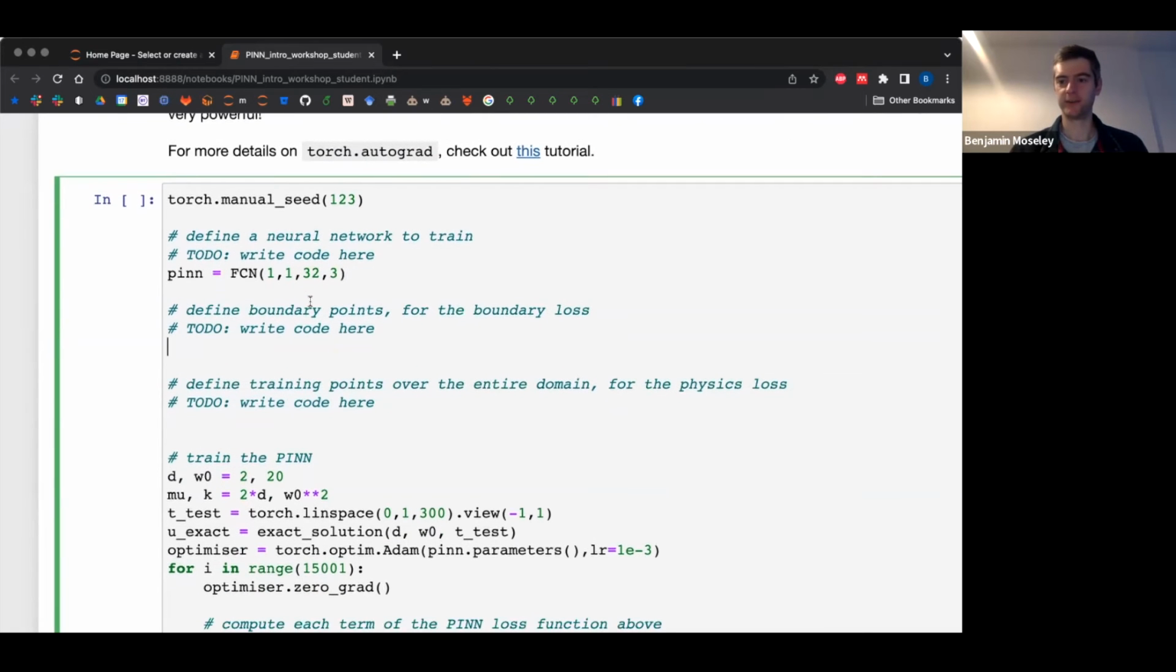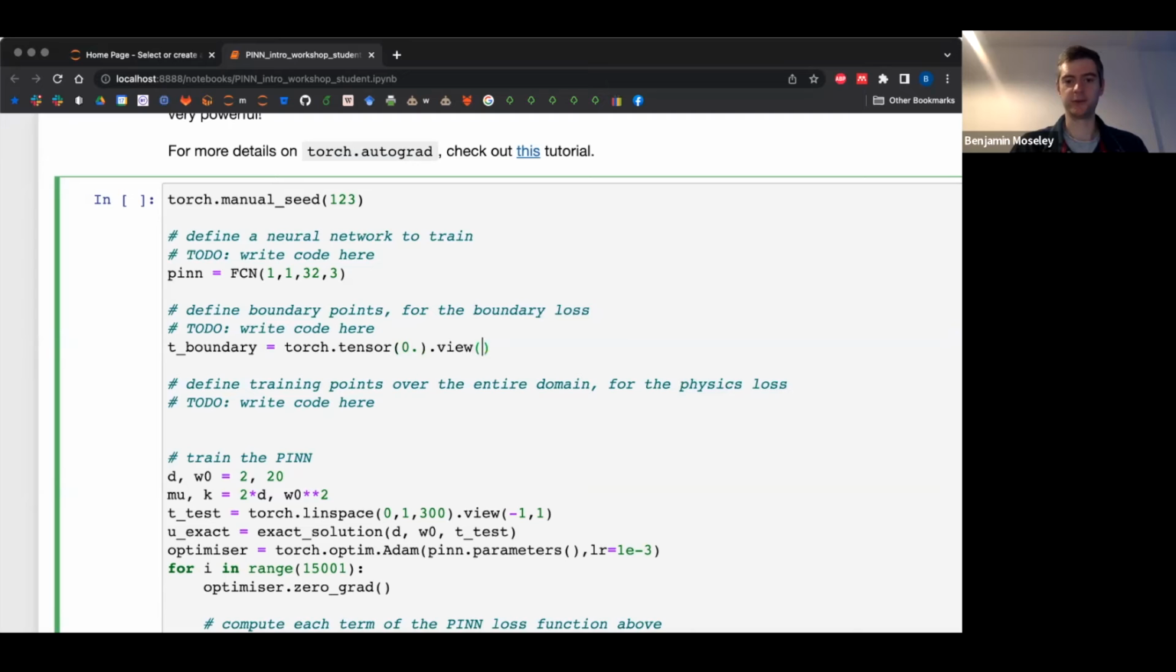Okay, so the next thing we need to define are the points in the domain, so the values of time that we're going to use to evaluate these different terms in the loss function. For the boundary loss, we just need to define a tensor that has 0 in it, because we just want to evaluate that at t equals 0. And then for the physics loss, we want a tensor that has a bunch of different time values in that we can evaluate it over. So we'll just call t_boundary here equals torch.tensor, and it's going to be t equals 0 basically.